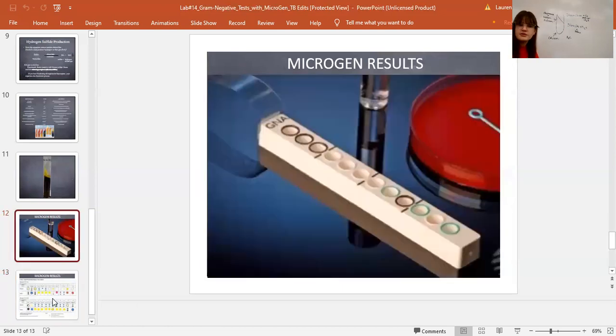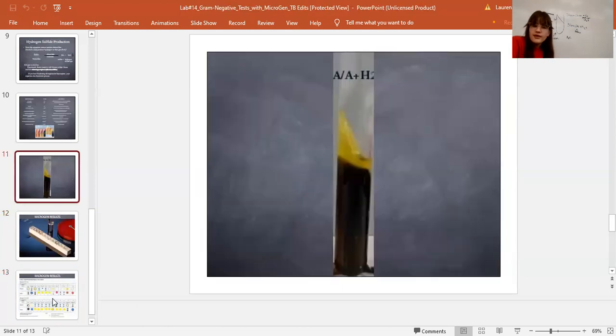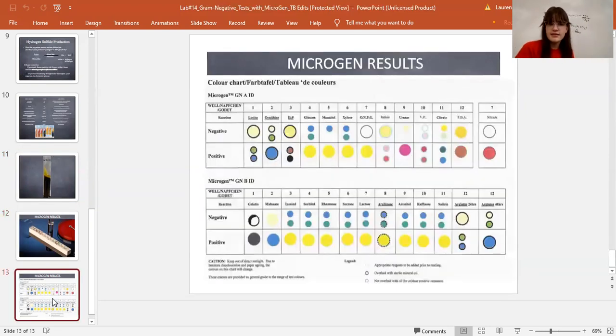You guys learned about microgens as well, but I won't be going over that today. The basic gist is that if you read this, you see if a microgen has a positive or negative result, and now you can say, okay, it's negative for lysine, positive for H2S.